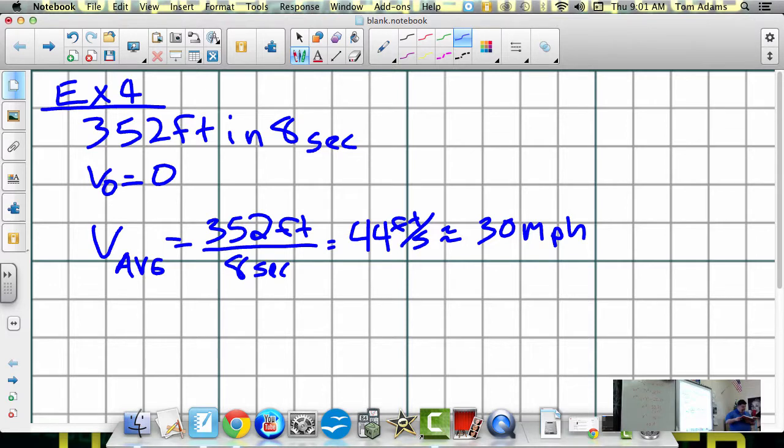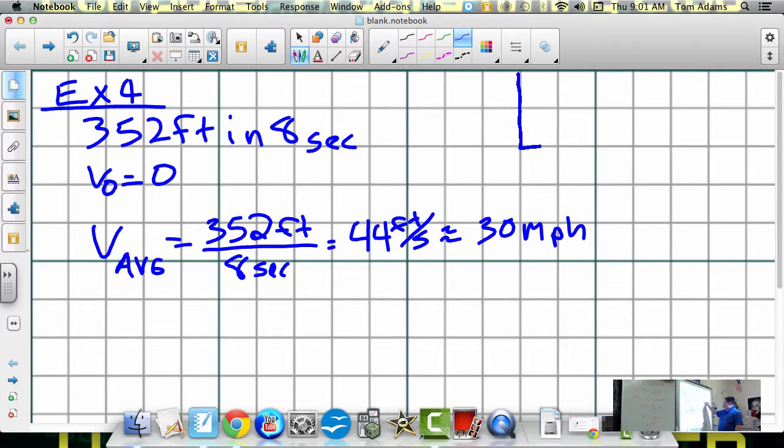Okay? At some point during the acceleration, the speedometer must read exactly 30 miles per hour, right? So it says, how would you prove that? How would you prove that using the mean value theorem? So what they're saying is, think of it like this, all right?